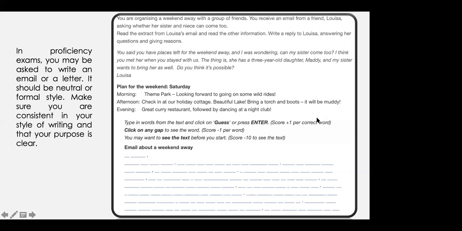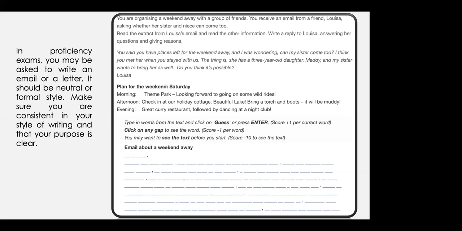Luisa's email says, you said you have places left for the weekend, and I was wondering, can my sister come too? I think you met her when you stay with us. The thing is, she has a 3-year-old daughter, Maddie, and my sister wants to bring her as well. Do you think it's possible? Luisa, okay? Now let's read the second part, which is the itinerary or the plans.